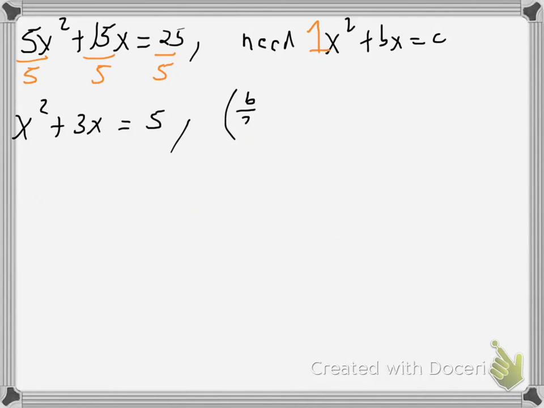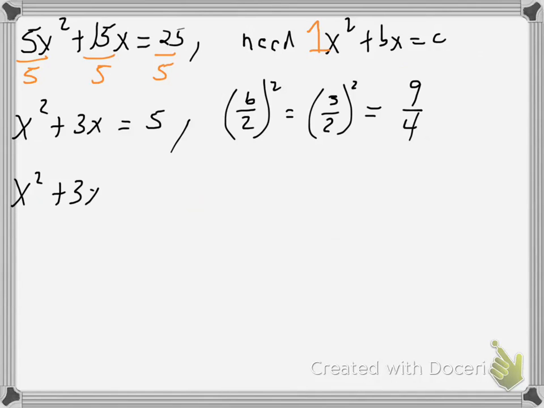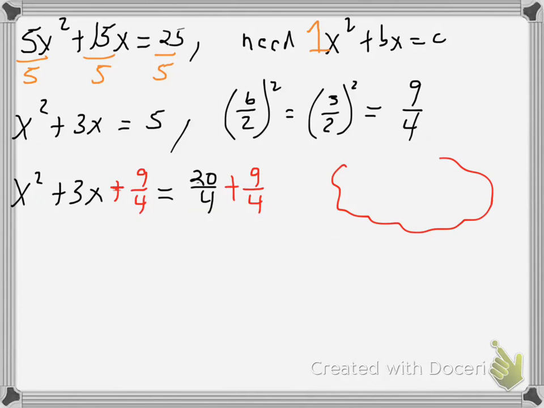Now we can go ahead and find b over 2 squared, which will be 3 over 2 squared, and that gives me 9 over 4. So this time we have a fraction, but that's alright. It's the same thing. We're going to add 9 over 4 to both sides. And what we also did is we wrote 5 as 20 over 4. So I think I made a little thought cloud here. 5 is the same thing as what over 4, and it's going to be 20. So we do that to get a common denominator.